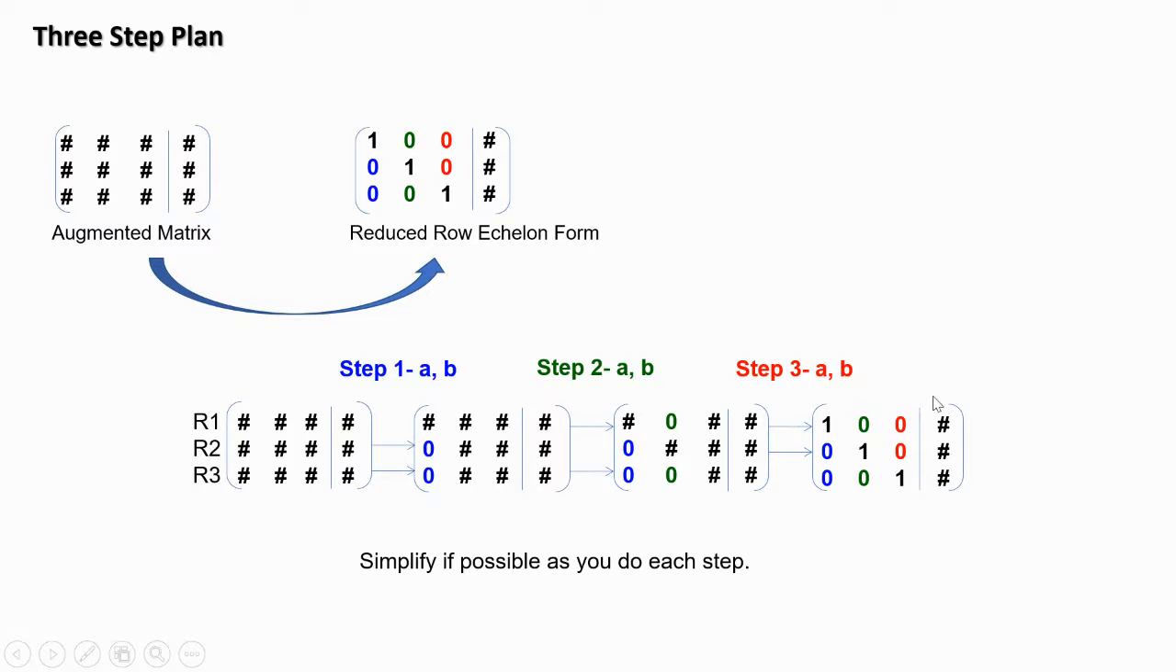This means that x equals whatever the number is there on the first row. Y equals whatever the number is here on the second row. And z equals whatever the number is here on the third row. Okay? Now, let's put the plan into action.